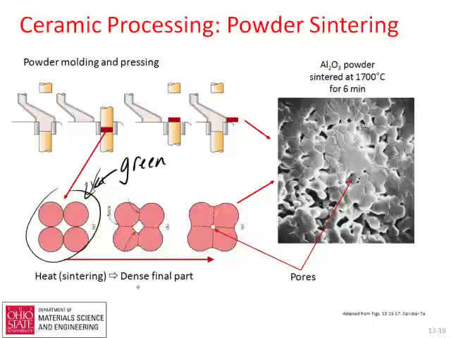And this is what happens when we fire or sinter this. The single particles come together. They don't like having so much surface energy. The chemical species diffuse around and basically form something like that, leaving some pores behind. And again, as I said at the beginning of this, the key to making a good ceramic is having small pores, not too many of them, and a fairly uniform distribution of them.